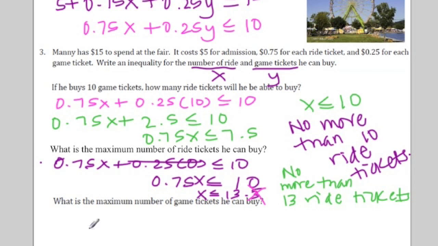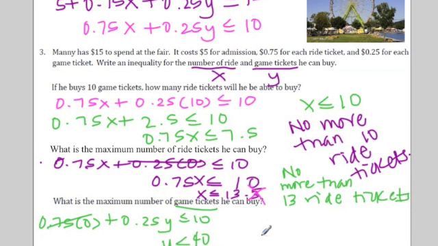And then lastly, if I want to find the max number of game tickets, well, that's when I don't buy any ride tickets, but my ride tickets are x, so I'm going to put in 0 for that. You want to know when that's less than or equal to 10? So this is 0, so then if I want to do this, I would divide 10 by 0.25, which gives me 40. So y is less than or equal to 40. So he can buy more game tickets, but his max number of game tickets is 40. So he can buy no more than 40 game tickets. And that is if he buys 0 ride tickets. Okay, so that's example 3.